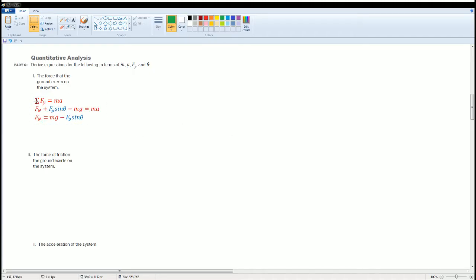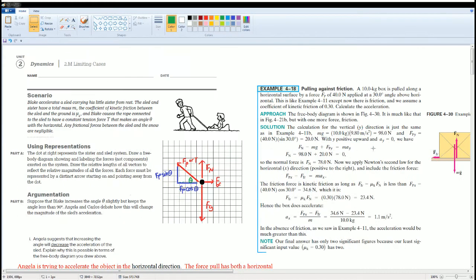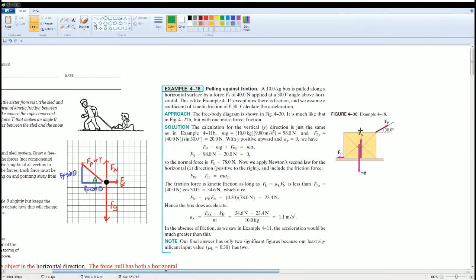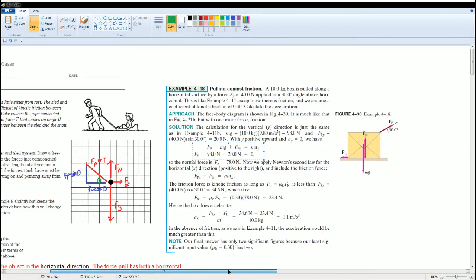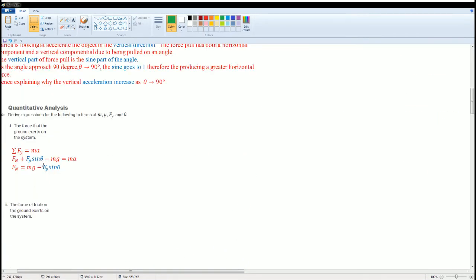This is what I have. The summation of the forces in the y direction is equal to the mass times the acceleration. There are 3 forces in the y direction, exactly like this problem. You have the force normal going up, force gravity going down, and the vertical part of the pulling force. That was your F in the y component of Newton's second law. That's how I got that.